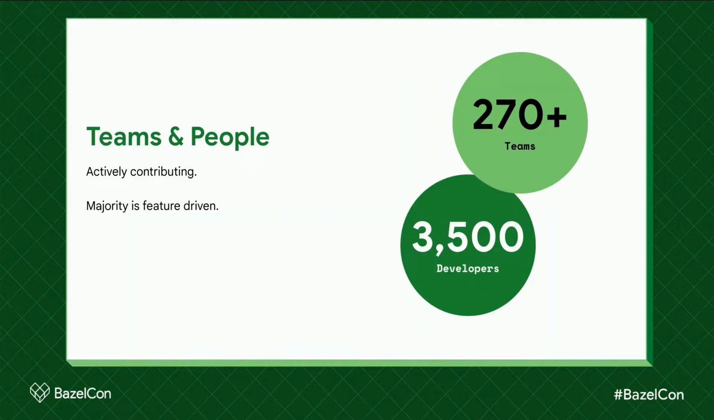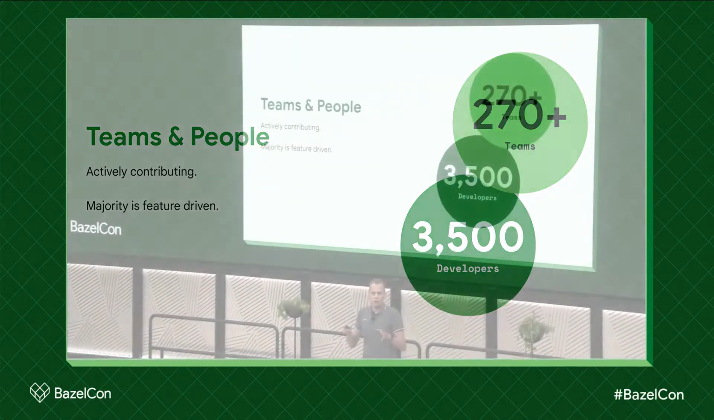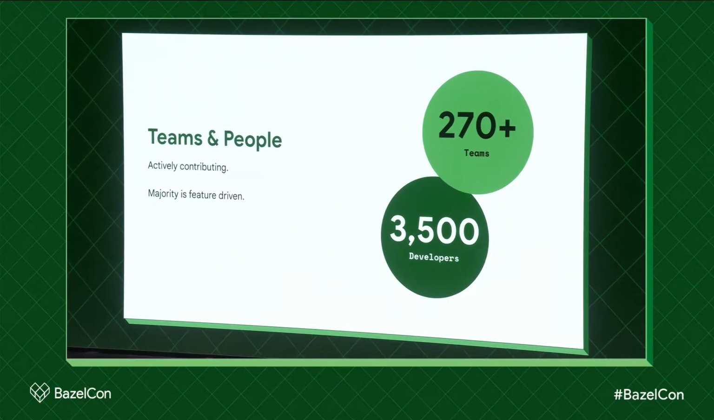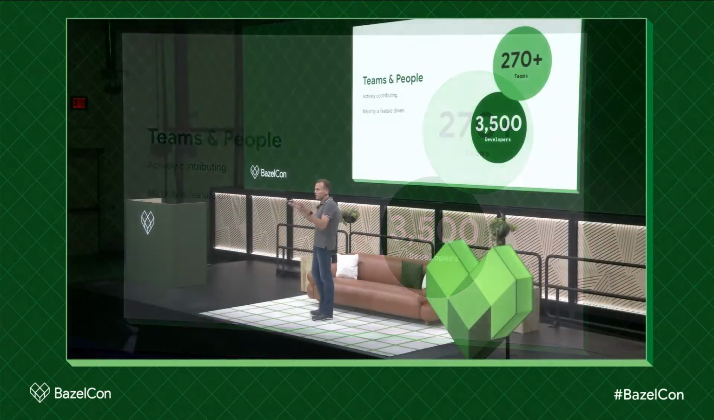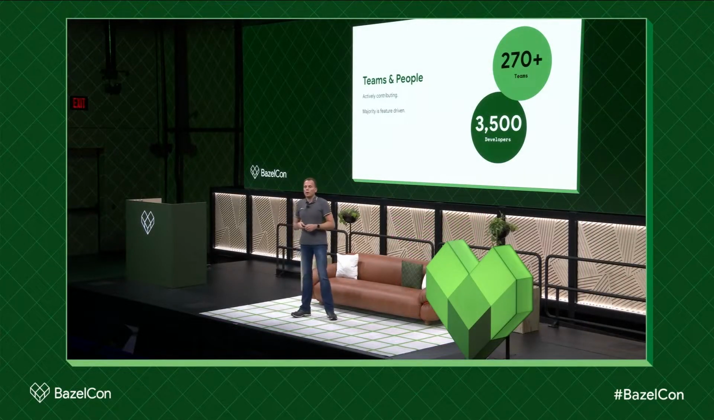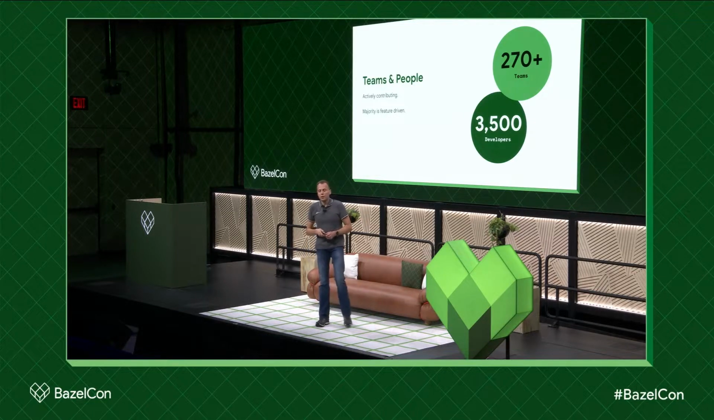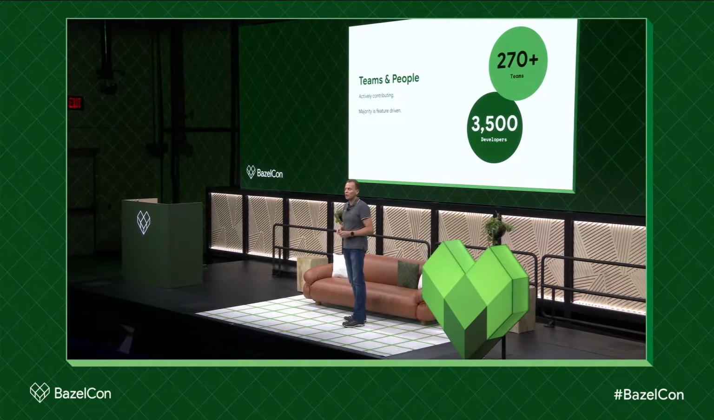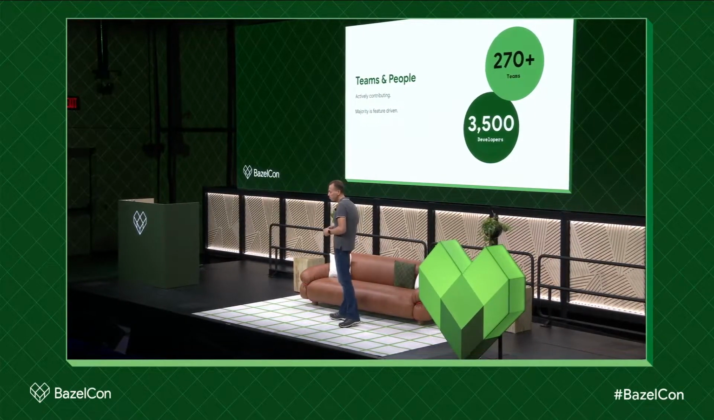There's 3,500 developers working in that monolith, or to some extent with the monolith. Some have their repositories out there and then just ship into the monolith. But the majority is actually needing to do code modifications in the monolith. And we have about 270 teams that we're working with or that we are supporting as the build team.